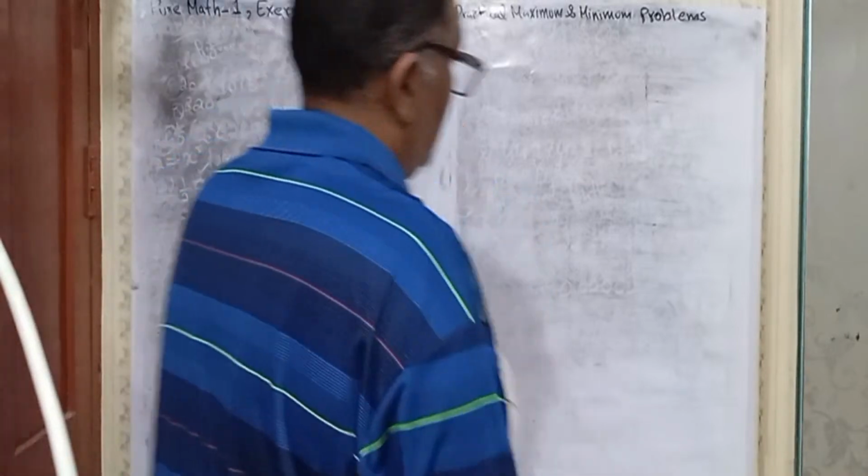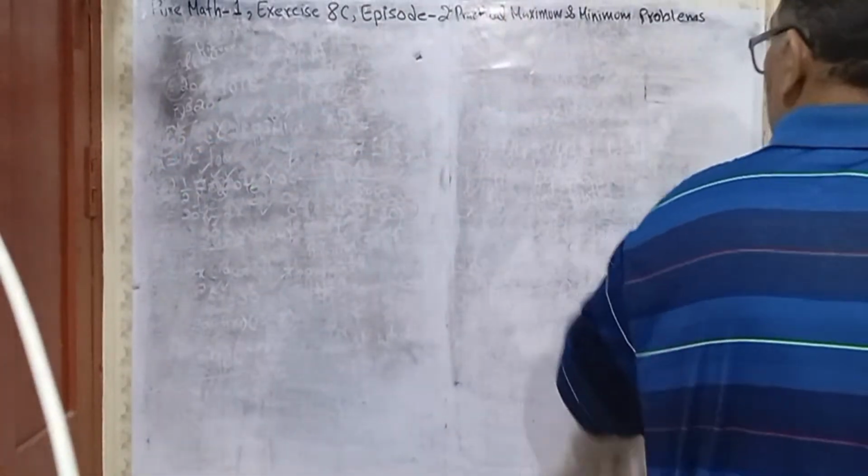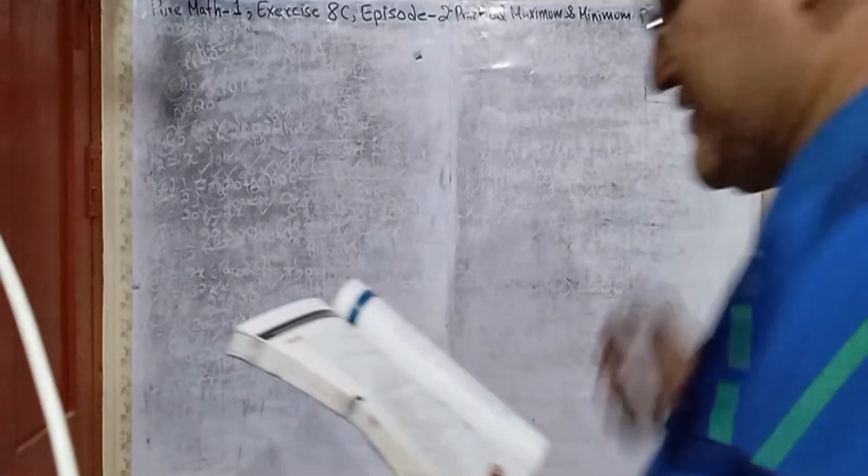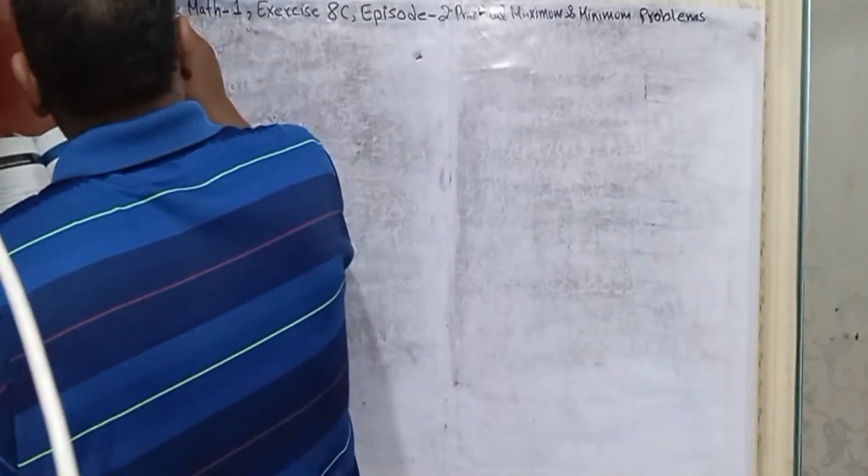Okay, so we are done with this. Now we are going to do question number 5 of this exercise. You see, this is exercise 8C, and this is our second episode on this. This is the Pure Maths 1 course book, Cambridge International AS and A Level Mathematics, Pure Mathematics 1. So I'm going to attempt question number 5 of this exercise.